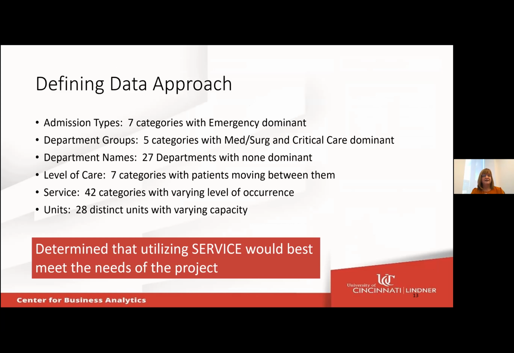We discovered we had 7 different admission types, and coming from the emergency room was dominant. We had department groups. We had 5 categories there. Med surg and critical care were very dominant there. We had 27 departments. We had 7 levels of care, and patients moved in between those, and 42 services, 28 distinct units, and a lot of options for deciding how to model this.